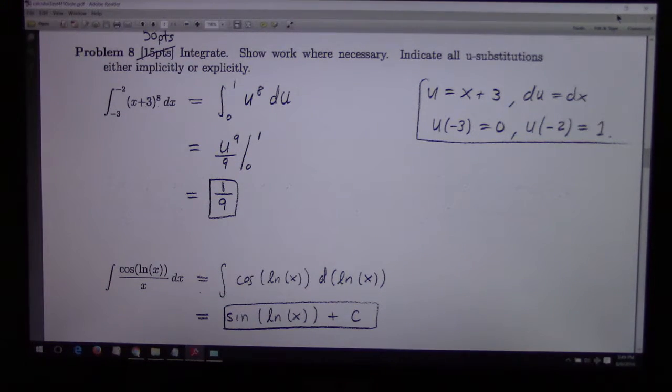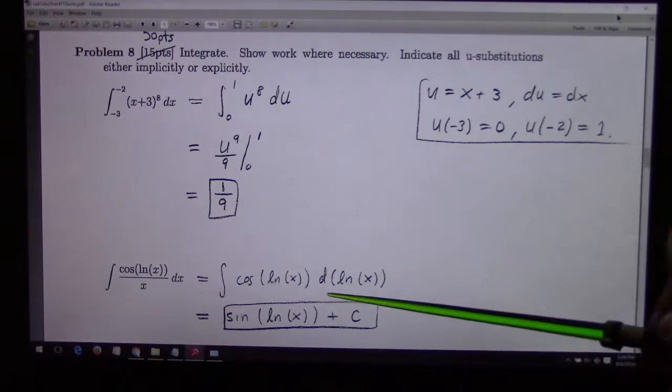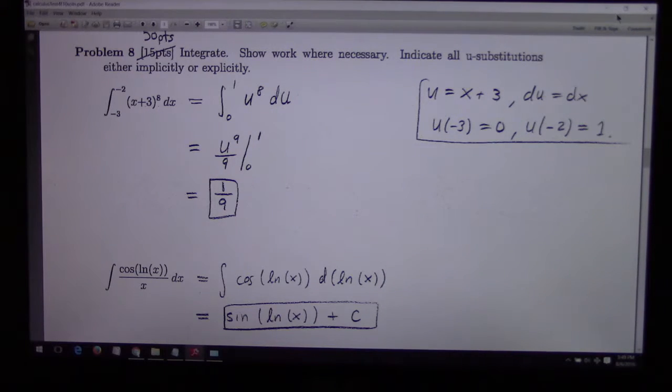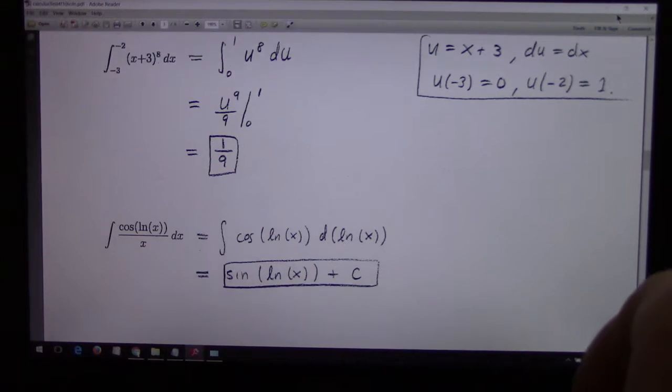Integrate. Show work where necessary. Indicate all u substitutions either implicitly or explicitly. Here's an explicit indication of the u substitution. Here's an implicit indication of the u substitution right there. In your face. Sorry.